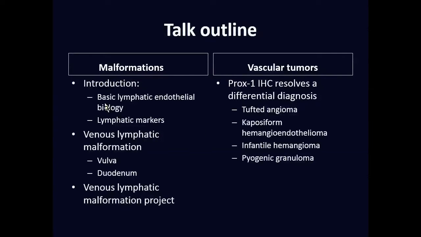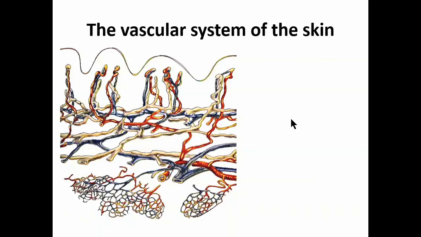Today I'll briefly introduce the basic lymphatic endothelial biology, and mostly focus on lymphatic markers, because the last two speakers, especially Stan, did such a great job of describing the biology. But what I will get into is venous lymphatic malformations, and show you pictures of a couple of patients from a case series that we haven't published yet. And I'll talk to you about the role of PROX1 in making a diagnosis of kaposiform hemangioendothelioma.